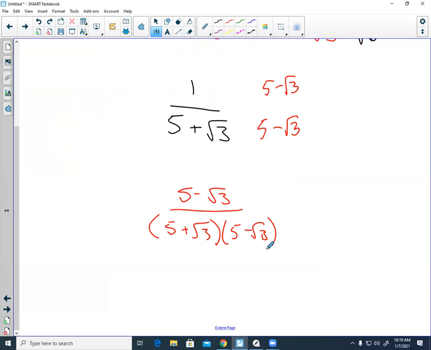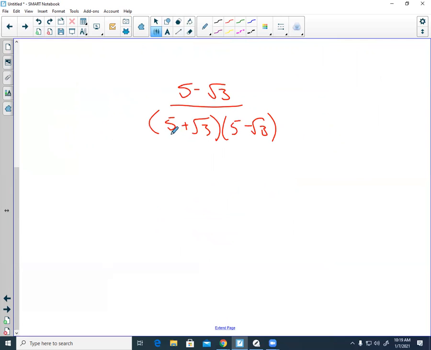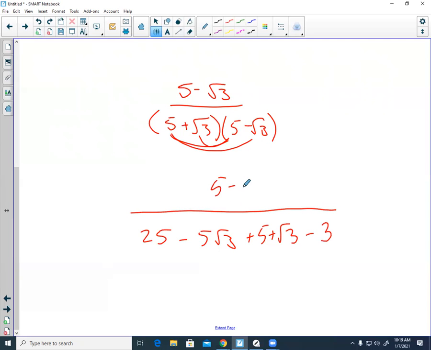And now this is double distribution. So I'm going to go through and multiply 5 times 5, which is 25. 5 times the negative square root of 3, which is minus 5 square root of 3. 5 plus the square root of 3. And then the square root of 3 times the negative square root of 3, which hopefully we realize is just negative 3. And that was all underneath 5 minus the square root of 3. Right? Good on double distribution on that?